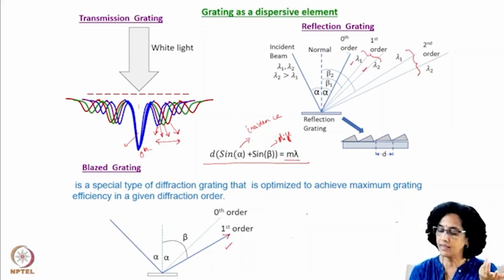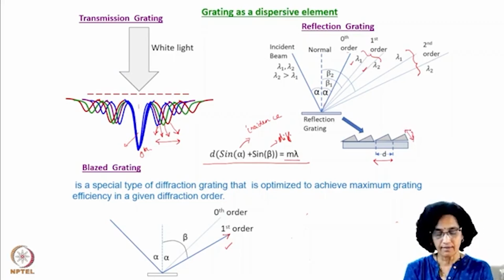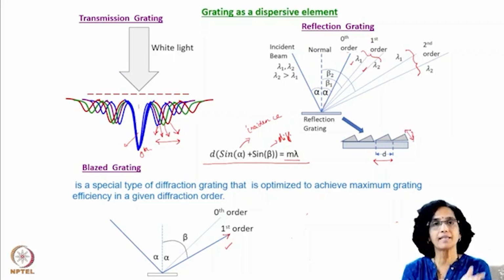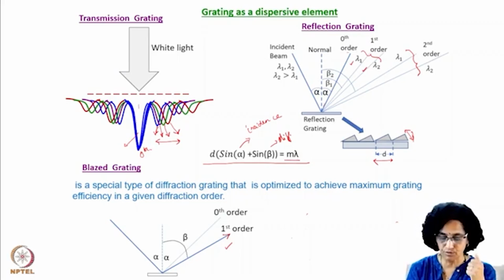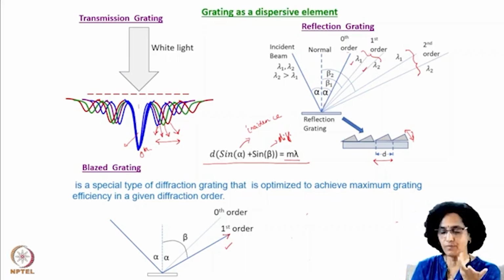And how is it done? It is done by manipulating the grating element width, that is, the separation between two grooves. It is also modified by the height of the groove. These are so chosen that this grating acts as a blazed grating for a particular wavelength, so that you get the highest efficiency in one chosen order, which may be first order or second order.